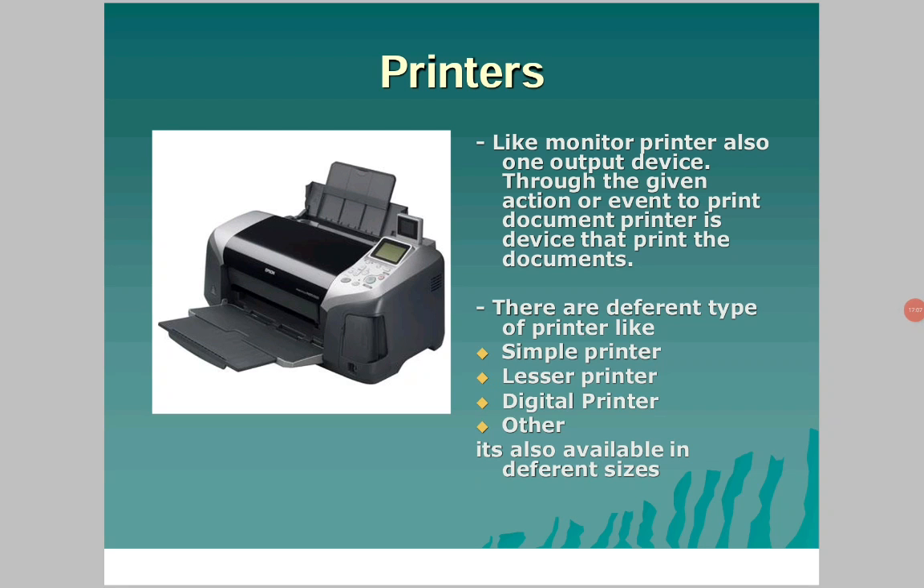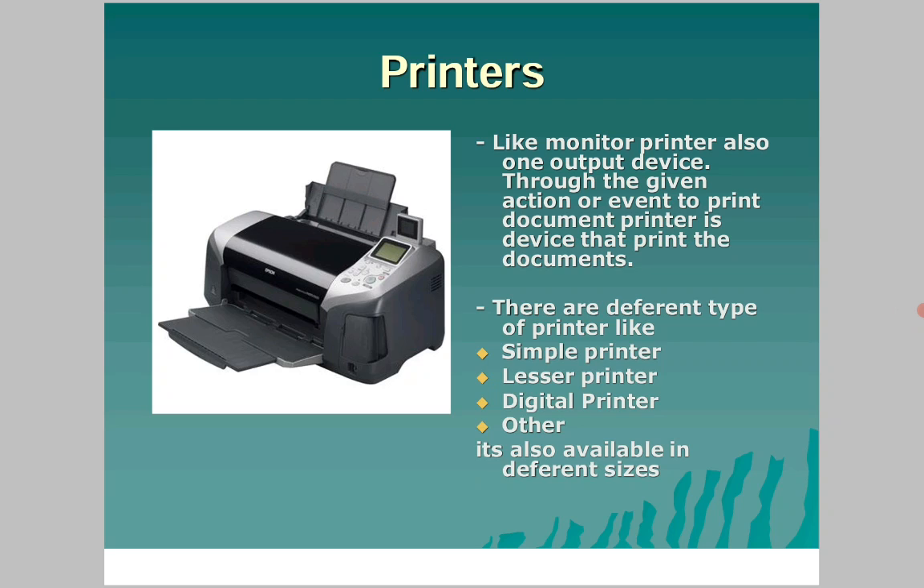Printer is the standard output device. It is generally used to take a printout or hard copy on paper, on different types of paper, like different sizes of paper: A4, A5, A6, and legal. So like the monitor, the printer is also one of the output devices.